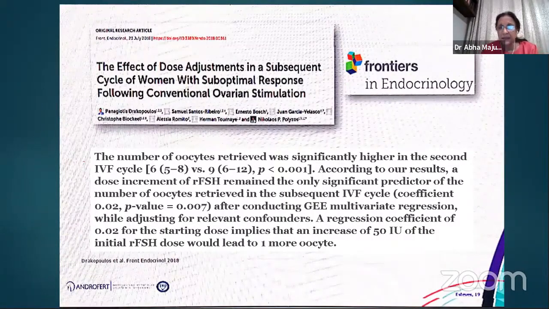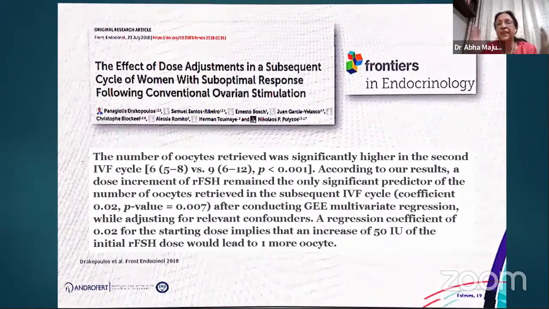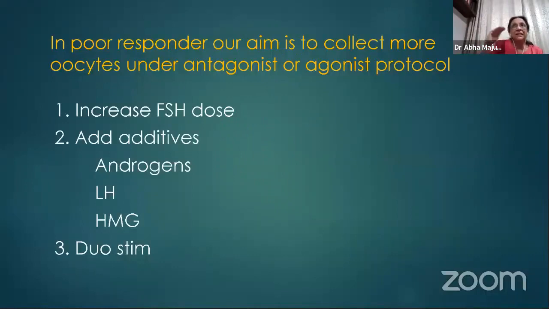Read the last sentence. A regression coefficient of 0.02 for the starting dose implies that an increase of 50 international units of the initial recombinant FSH dose would lead to one more oocyte. So this is how you can calculate that you increase the FSH dose, but it is very important to know that there is a ceiling for FSH dose, and especially this was used in girls who had a normal reserve of ovary. If there is a low reserve, there is no way that an increase in dose will really lead to a similar increase in number of oocytes.